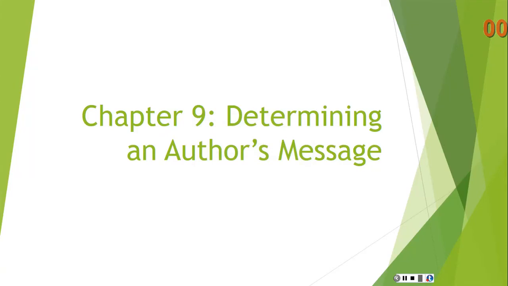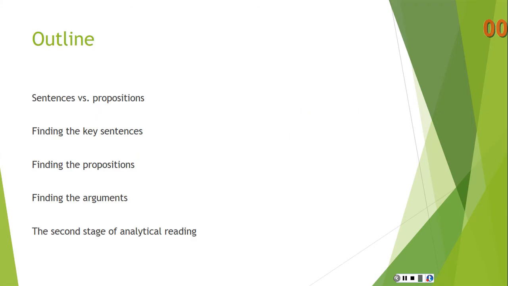Okay, welcome to the lecture on Chapter 9 of How to Read a Book, Determining an Author's Message. So we'll talk about sentences versus propositions, finding the key sentences, finding the propositions, finding the arguments, and finally we'll summarize the second stage of analytical reading.